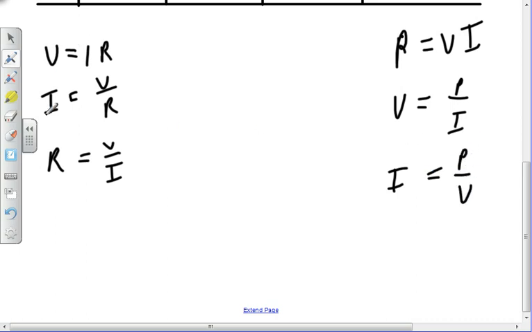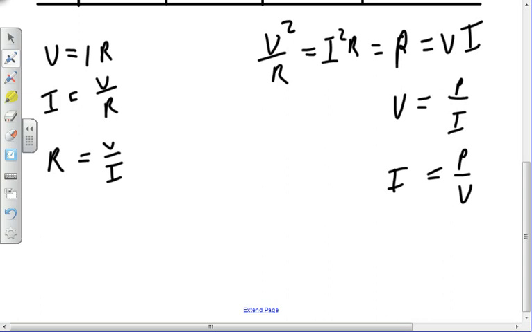And then I could substitute the guys over here into the guys over there and say my power is I squared R, or my power is V squared over R. I could do that as well. So I could rewrite those equations in many forms.